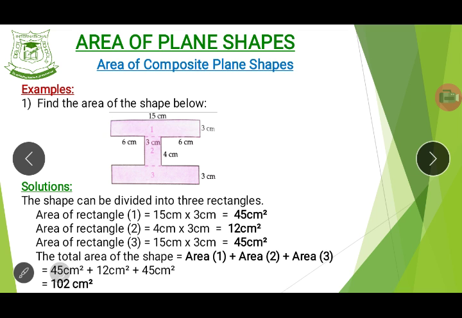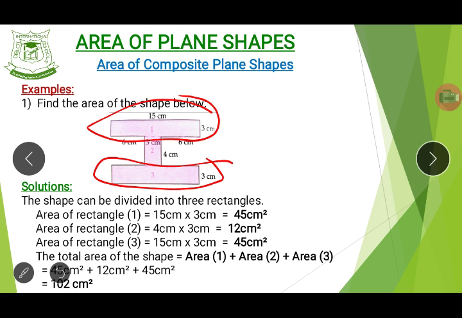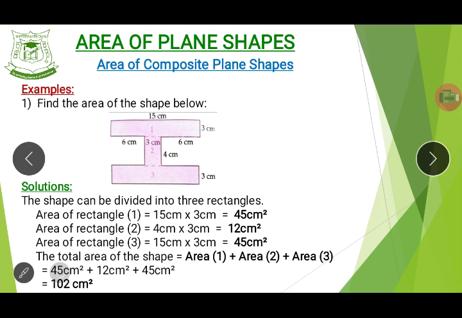Now look at this example. Find the area of the shape below. You can see that this is a rectangle, this is another rectangle, and this is another rectangle in the middle. To make it clear, you have to divide the shape. The shape can be divided into three rectangles. Then we add the areas of these three rectangles together to form the total area of this composite shape.